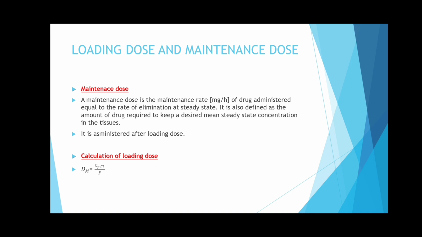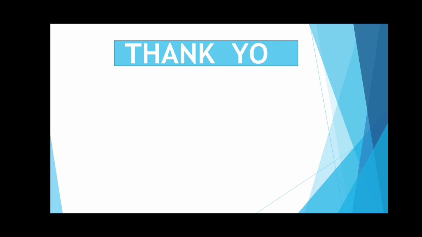Next we'll talk about the maintenance dose. A maintenance dose is the maintenance rate, that is mg per hour, of the drug administered equal to the rate of elimination at steady state. It is also defined as the amount of drug required to keep a desired mean steady state concentration in the tissue. It is administered after the loading dose, and the calculation is done by DM, that is maintenance dose, equals Cp into Cl divided by F. Cp is the plasma concentration, Cl is the clearance, and F is the bioavailability. And this is how we can calculate the maintenance dose. And by this we have completed our topic.